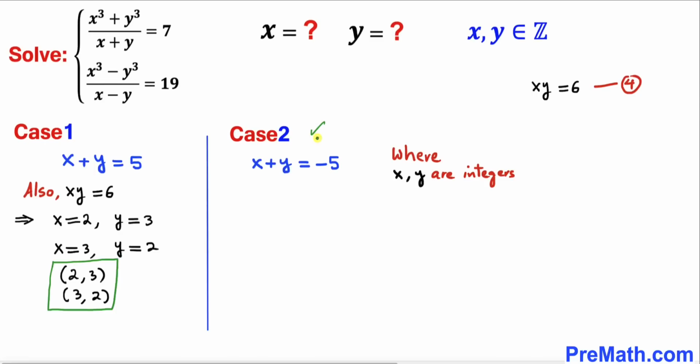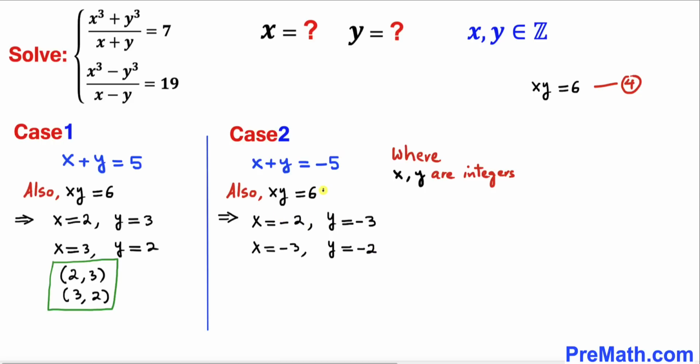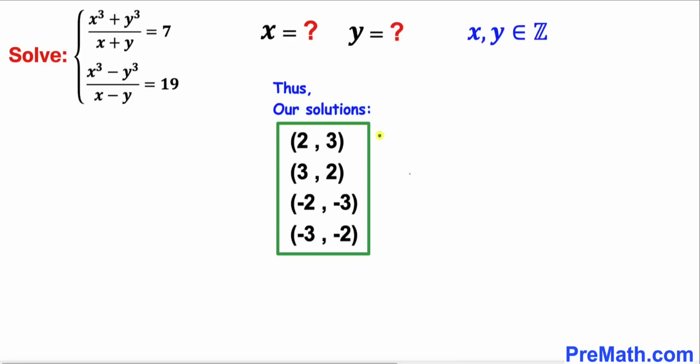And now let's focus on case 2, when x + y is negative 5, and we also know that xy is 6, where x and y are integers. Therefore our x value is going to be negative 2 and y value negative 3, and the other possibility is x equal to negative 3 and y equals to negative 2. If we multiply these two numbers, we get positive 6, and if we add them, we for sure get negative 5. So our solutions for this case are (−2, −3) and (−3, −2). And here are our 4 solutions, and that's our final answer.